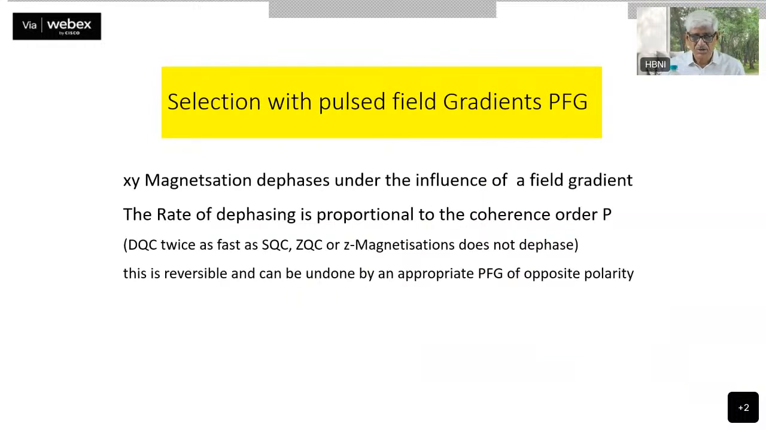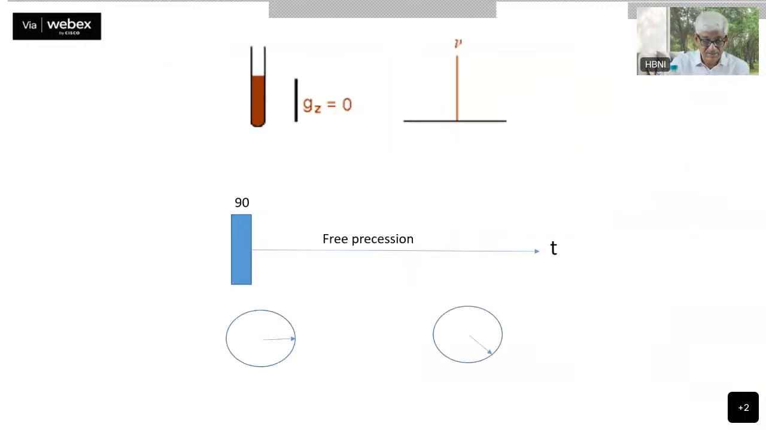Now we turn to the pulse field gradients. Okay, what are these pulse field gradients? So with pulse field gradients, you have the main magnetization here. You have the main B0 field, and on top of that, maybe it's there in the next slide.